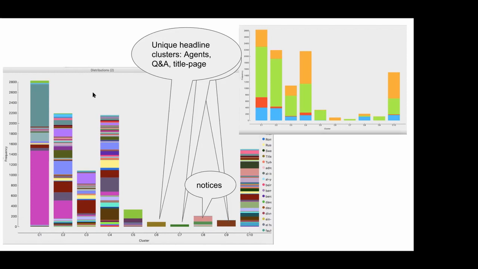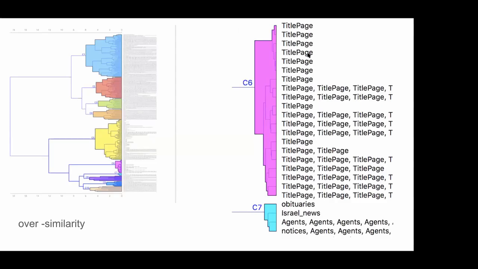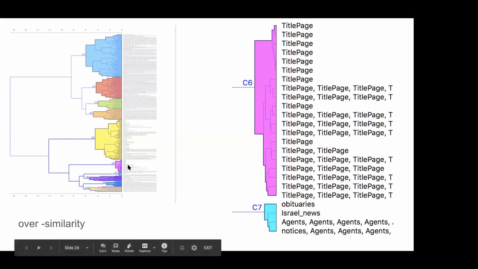And they can also be too similar. So for example, the title page is this. You can see this cluster, it's very low, very close together. And it was actually there by mistake, when I didn't see that it was the title page.